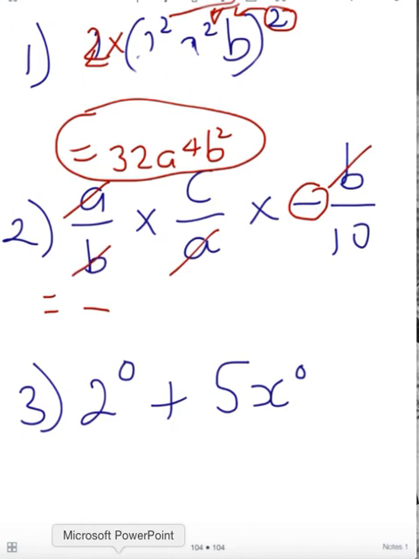And that's all I can do. So on top, I am left with just a C, and on the bottom, I'm left with a 10. And we're done. There's nothing else for us to do. But remember, it was a negative C over 10.